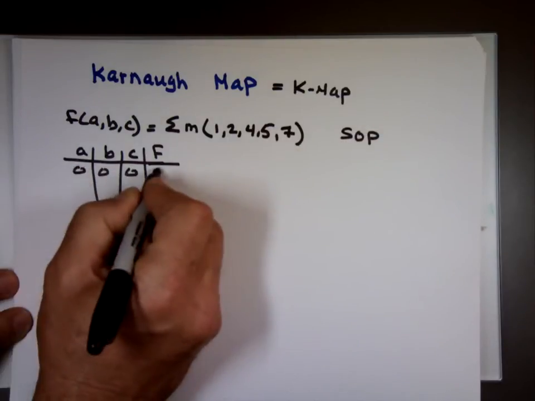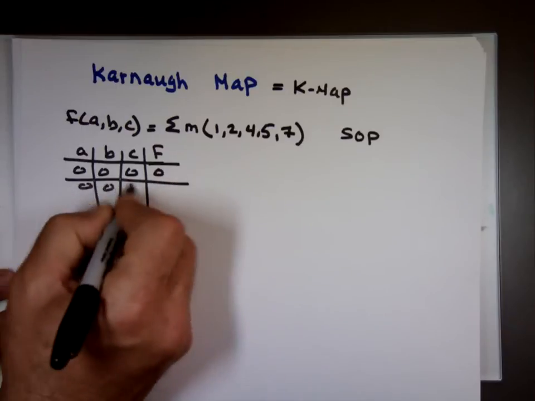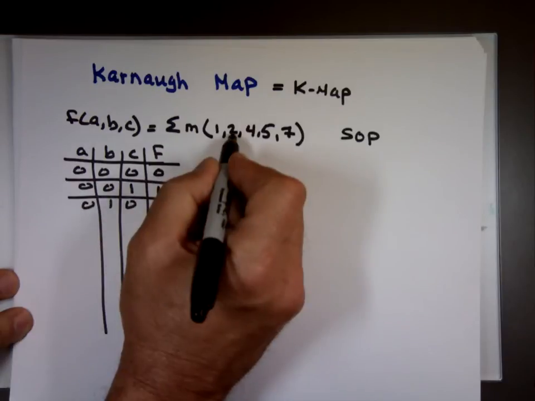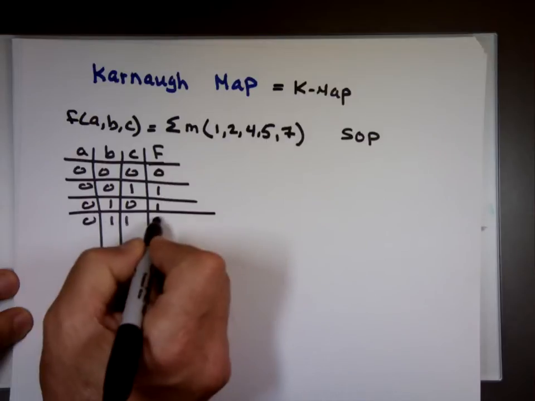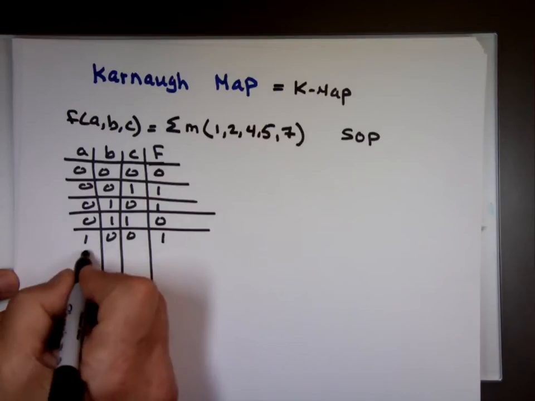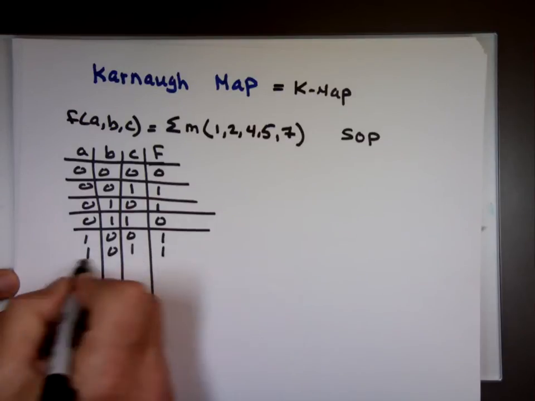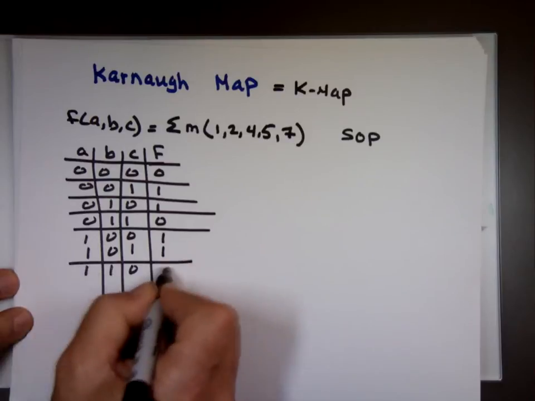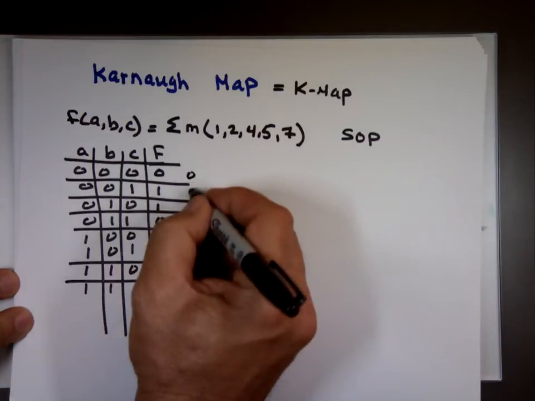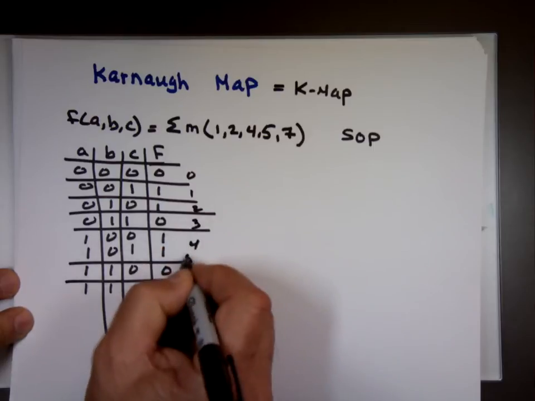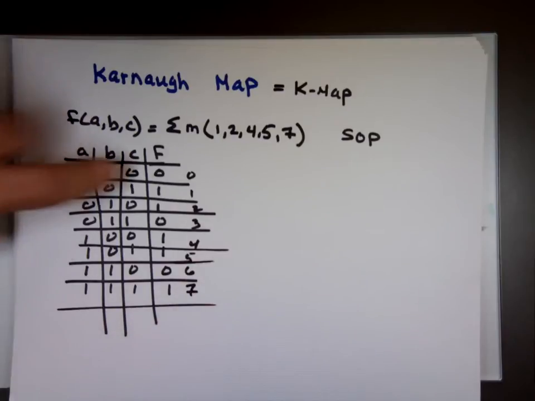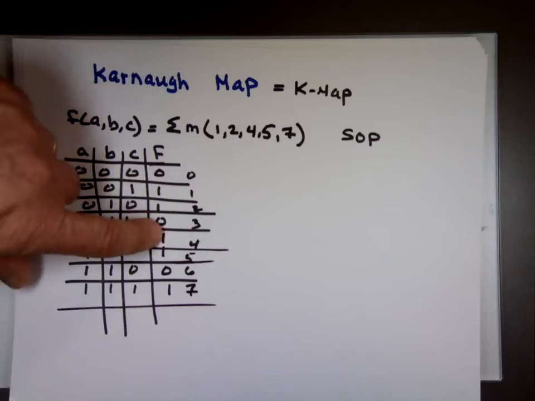0, 0, 0, the function is 0. 0, 0, 1, the function has a value of 1 at 1. 0, 1, 0, the function has a value of 1 at 2. 0, 1, 1, that's 3, that's 0. 1, 0, 0, that's 4, it's a 1. 1, 0, 1, that's a 1. And 1, 1, 0, that's a 0. And 1, 1, 1, that's a 1. So this is the 0, the 1, the 2, the 3, the 4, the 5, I forgot to put a line here, 6 and 7. It says you have a value of 1 at 1, at 2, at 4, at 5, at 7.